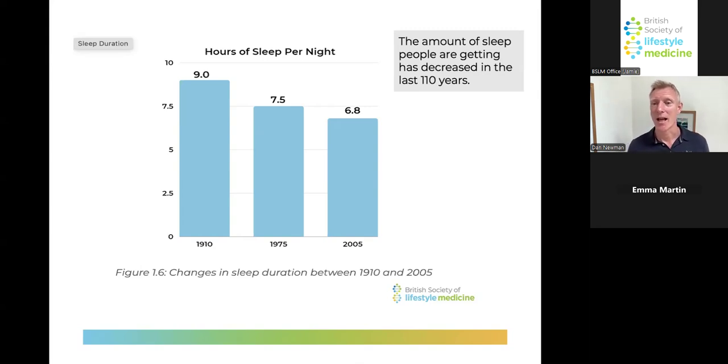By 1975, we obviously had lights and we had TVs, but those channels tended to finish at around 9 or 10 o'clock, and then there wasn't a lot on for you to engage with. So again, we're getting a little bit less sleep, but we're still getting into bed, and getting 7.5 hours sleep. And then by 2005, it's down to 6.8 hours per night. Obviously, if we did another set of data from 2025, we probably wouldn't be going back up again.